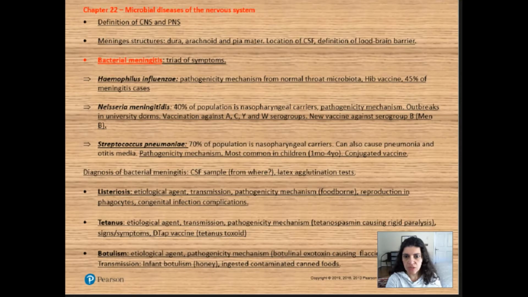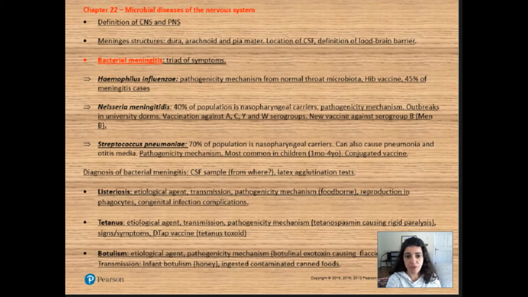So let's look, as always, to our learning objectives and define what we're going to see in each video. In this first video I'm going to talk about the definition of the central nervous system and meninges and all the structures and how they get affected. And then we're going to talk about bacterial meningitis.